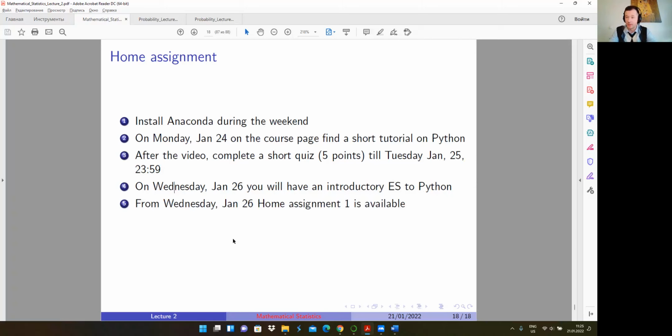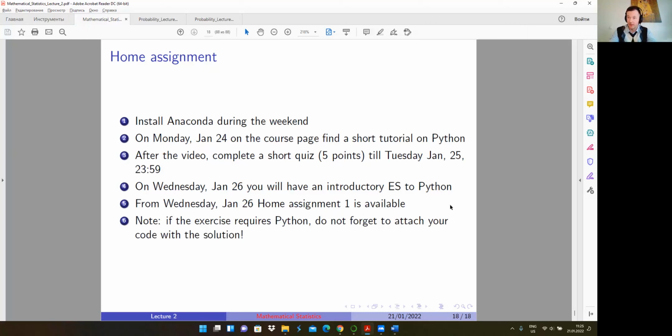Don't worry, it's going to be simple, because you see that the only two things we have covered are the sample arithmetic average and the sample variance. Therefore, it's not going to be that difficult. Also 5 points for this first home assignment.